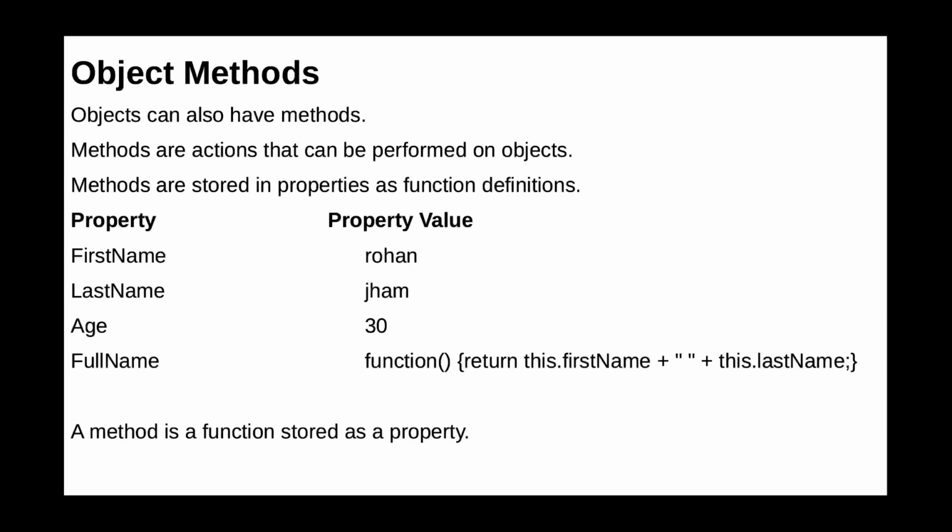Next is object methods. Objects can also have methods. Methods are actions that can be performed on objects. Methods are stored in properties as function definitions. Like the property first name with value Rohan, the property last name with value Sham, the property age with value 30, and full name. By using this statement we get the full name: the function keyword and return this dot first name, and we use the concatenate symbol, then this dot last name and this dot age. A method is a function stored as a property.